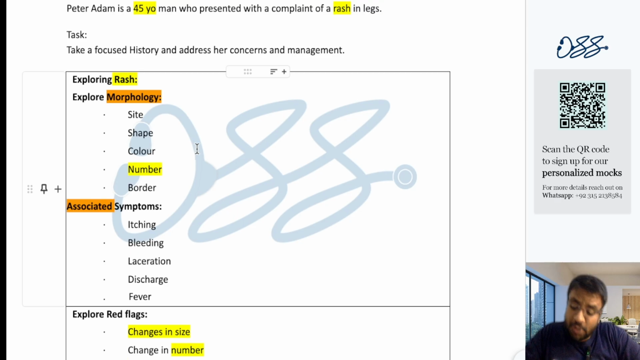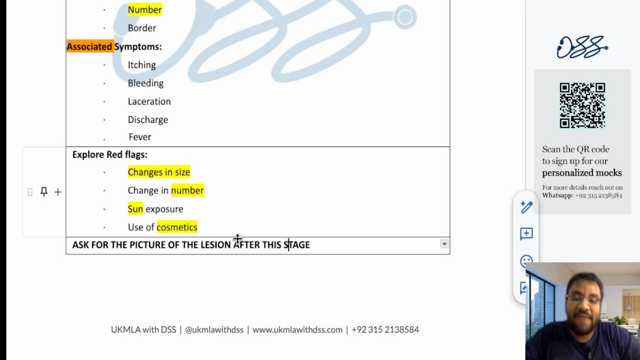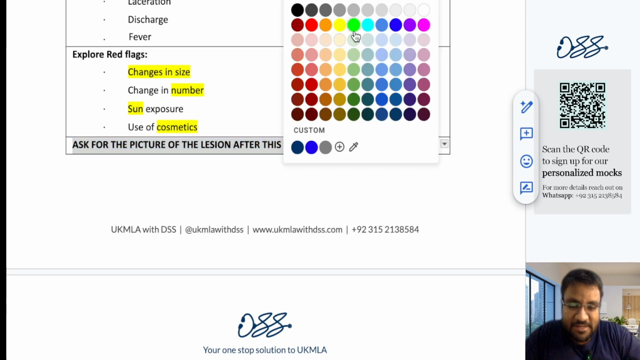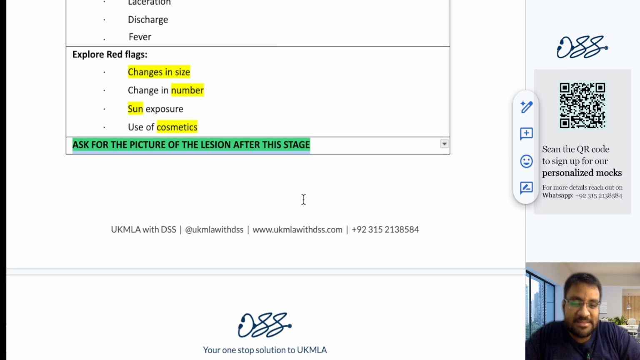Now in the dermatology station, you don't have to actually examine, but you need to verbalize something that okay, I would like to have a look at your rash. Okay, so now I've written it there. Ask for the picture of the lesion. Okay, so you don't actually have to say, can you please show me the picture of the lesion? What you're going to verbalize is that okay, can you please show me your rash? Can I please have a look at your rash?